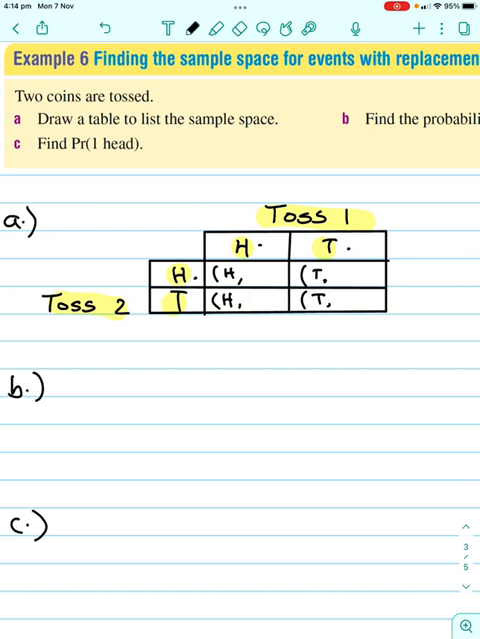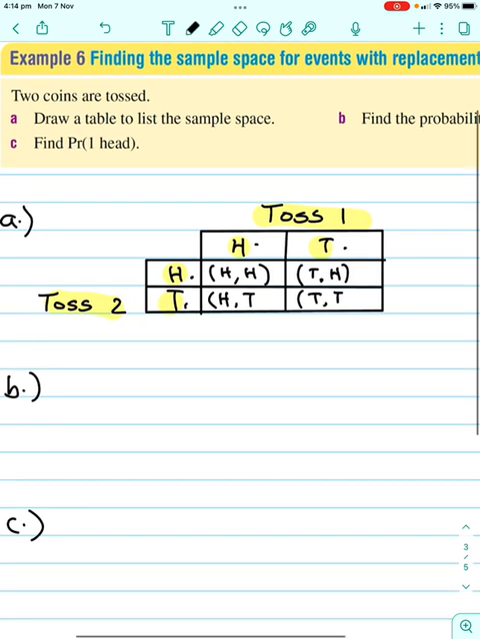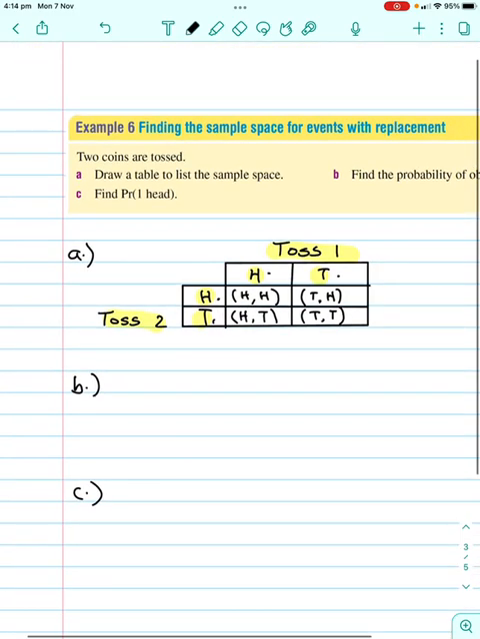So going across, our second toss will be heads, heads, and then we close our brackets, and then it'll be tails, tails, and then we close our brackets. I've now completed my two-way table for 2 coins being tossed. I'm then going to list my sample space. So remember, I'm going to use omega this time.